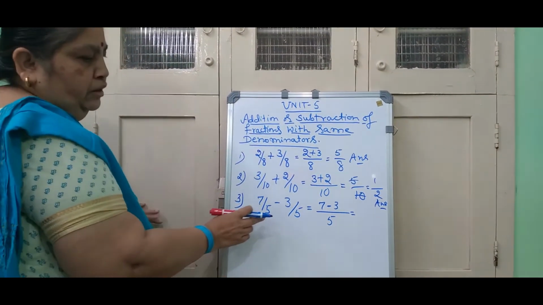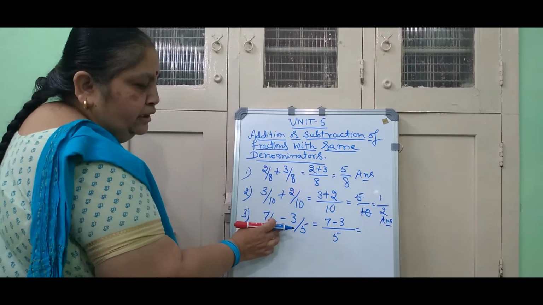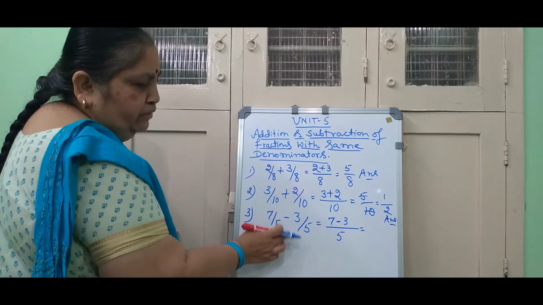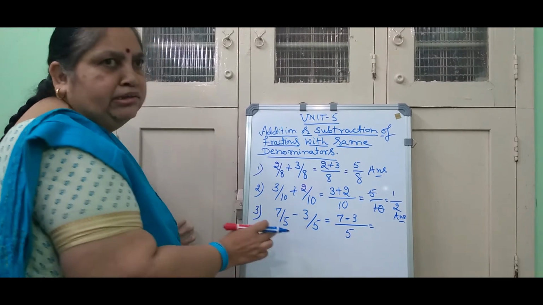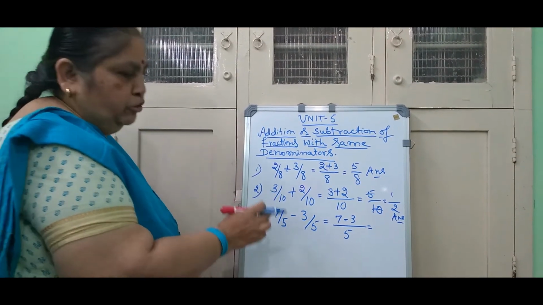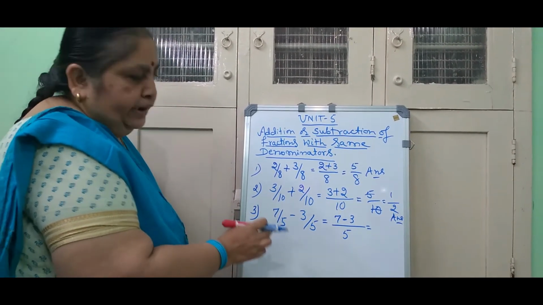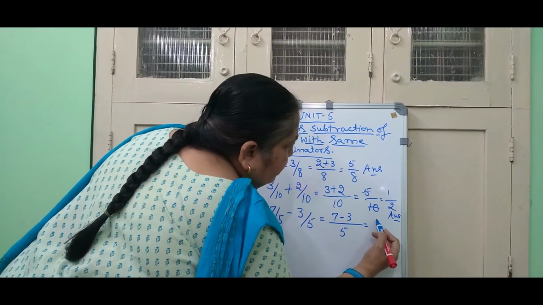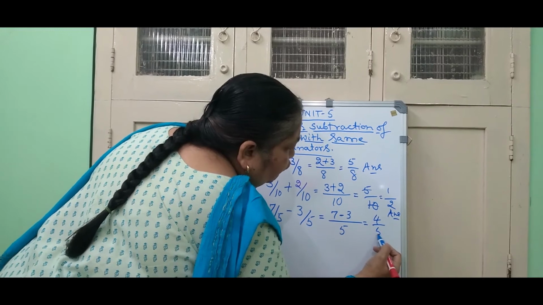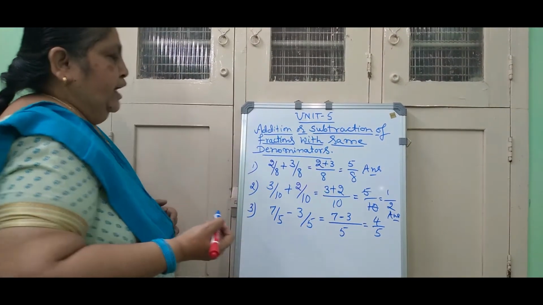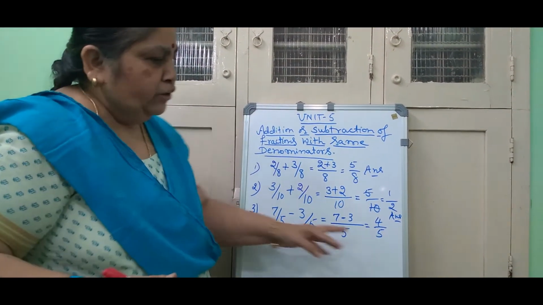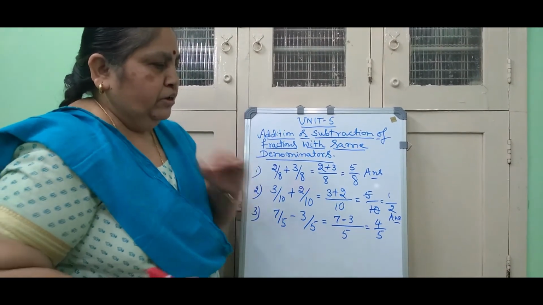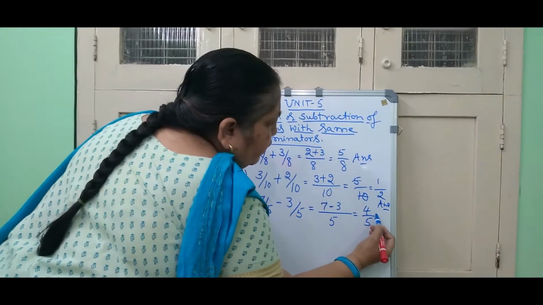You have to consider the sign which is there in between. Whether it is plus or minus, you should be aware of that and you should be careful even while writing also. So 7 minus 3 will be again 4. 4 by 5 is the final answer. And we cannot simplify this 4 by 5. So we are keeping this as the answer.